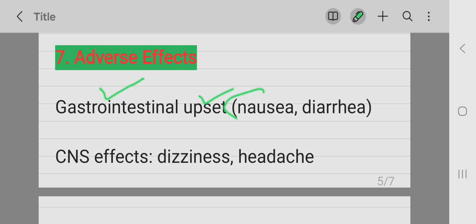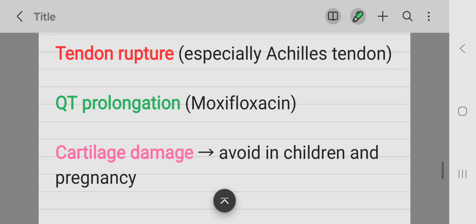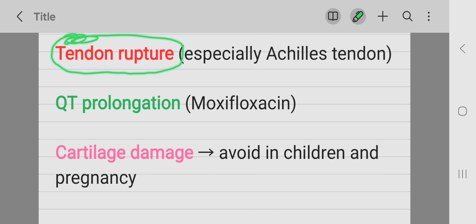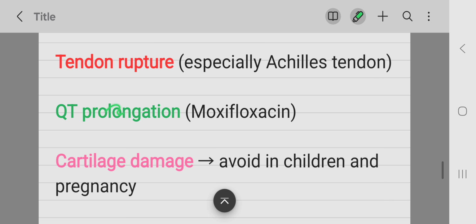Adverse effects: gastrointestinal upset, mostly seen with most of the antibiotics, nausea and diarrhea. CNS effects: dizziness and headache. But the most important adverse effect that is seen with quinolones is tendon rupture, especially Achilles tendon. So it can lead to tendon rupture.